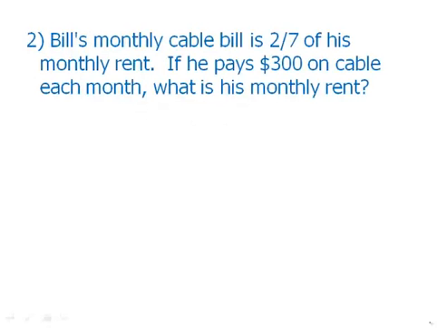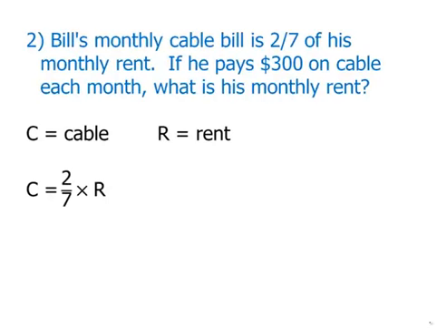Another question. This is starting to get a little more test-like. Bill's monthly cable bill is 2/7 of his monthly rent. If he pays $300 on cable each month, what is his monthly rent? So this is interesting. The first thing I'll do is I'll introduce some letters to stand for these things. C equals cable, R equals rent. Now that first sentence, cable is 2/7 of rent. That means cable equals 2/7 times R. Now once I have this equation, I'll just substitute the value I have. The cable is actually $300.